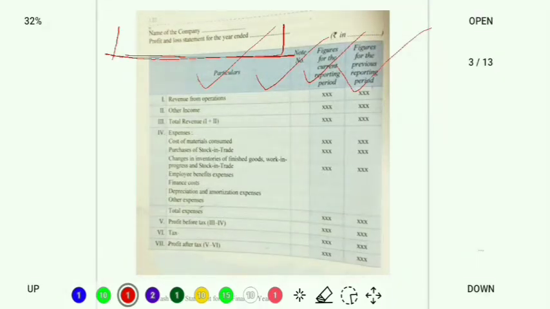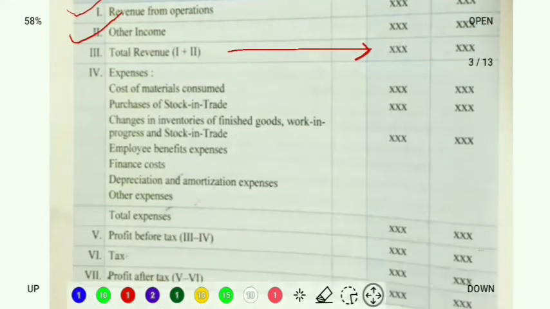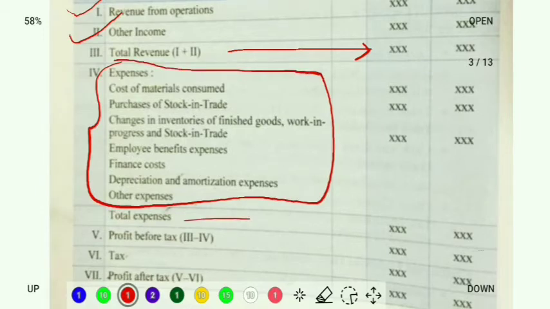Now how do we actually calculate profit? We can only calculate profit when we subtract our expenses from our total revenue, right? Same concept would be applied here. In Roman 1 and Roman 2, I calculate my total revenue. Okay, I calculate my total revenue means I calculate my total income. Once my total income is calculated over here, what do I do? I subtract all of my expenses. I calculate all the expenses and I write down total expenses.